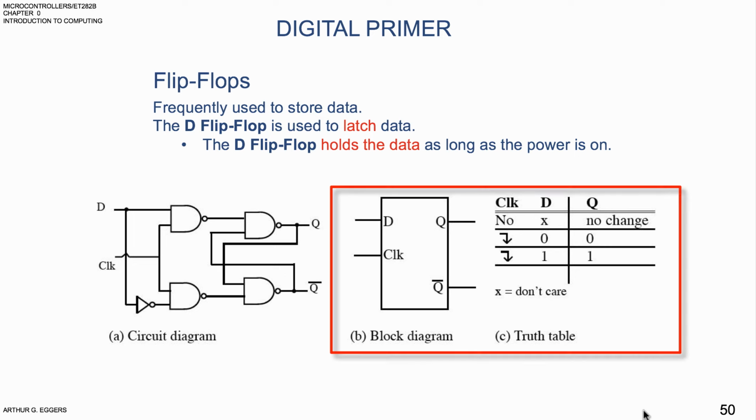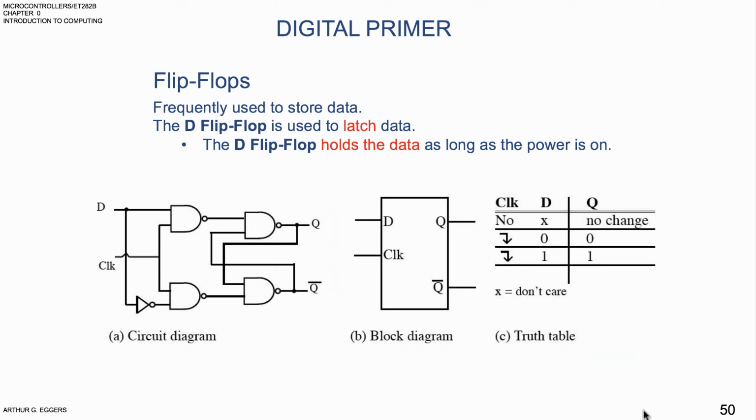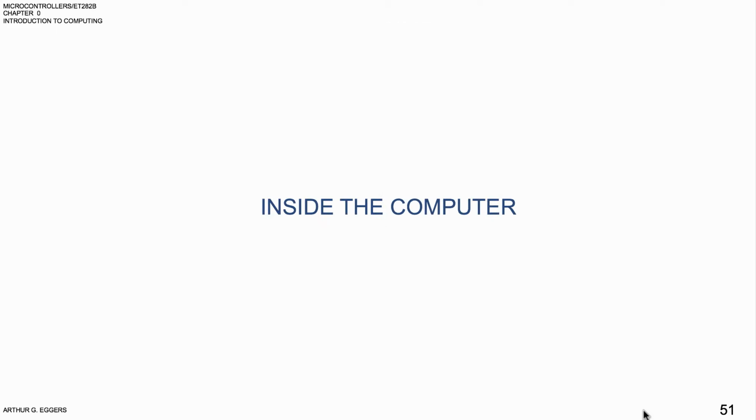Simplified diagrammatically, you normally see the little representation in the block diagram of a D flip-flop. And then as with any logic device, you have a truth table that's used to identify very quickly what the output is for a series of inputs.